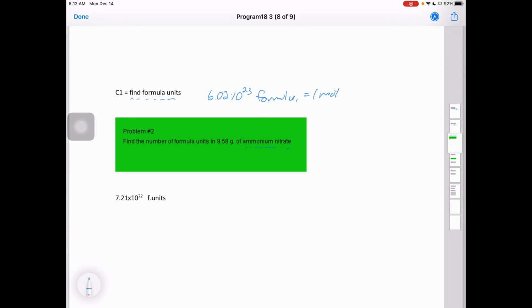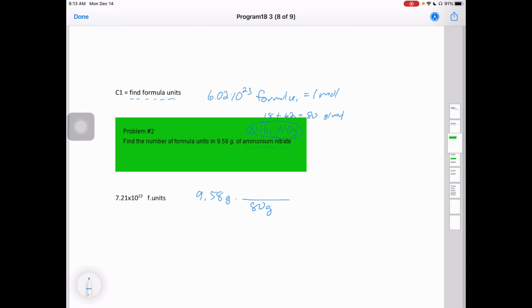So ammonium nitrate, NH4NO3, and ammonium is a +1, nitrate's a -1. So when I add ammonium, 14 plus 4 is 18, and then nitrate is 14 plus 48 is 62, for a total of 80 grams per mole. So 9.58 grams. The molar mass is 80.